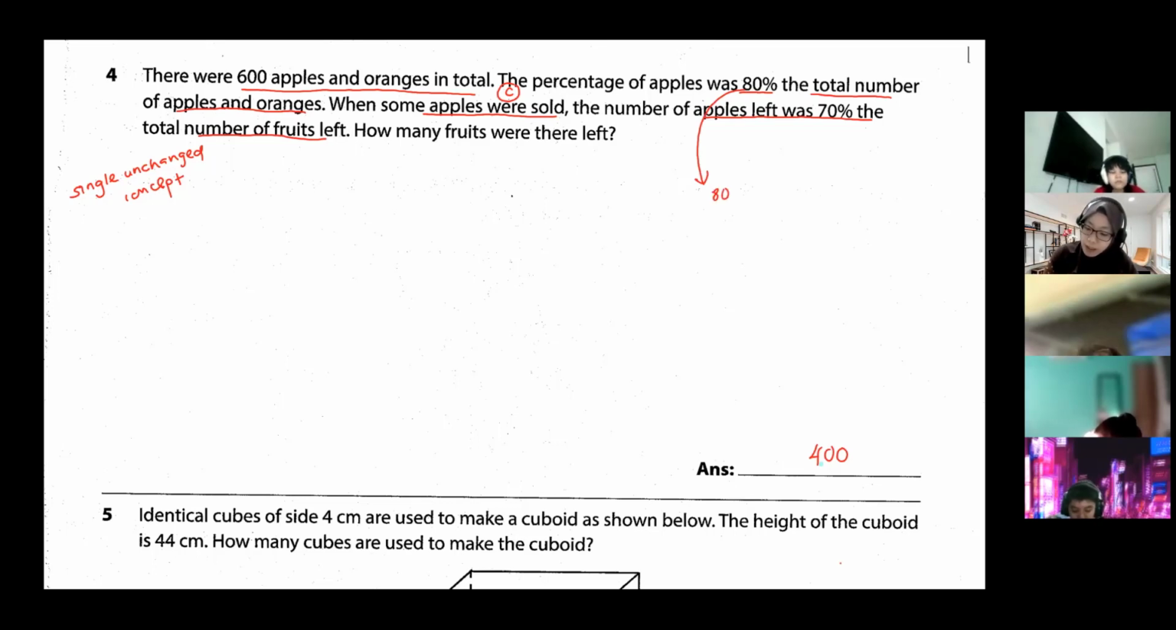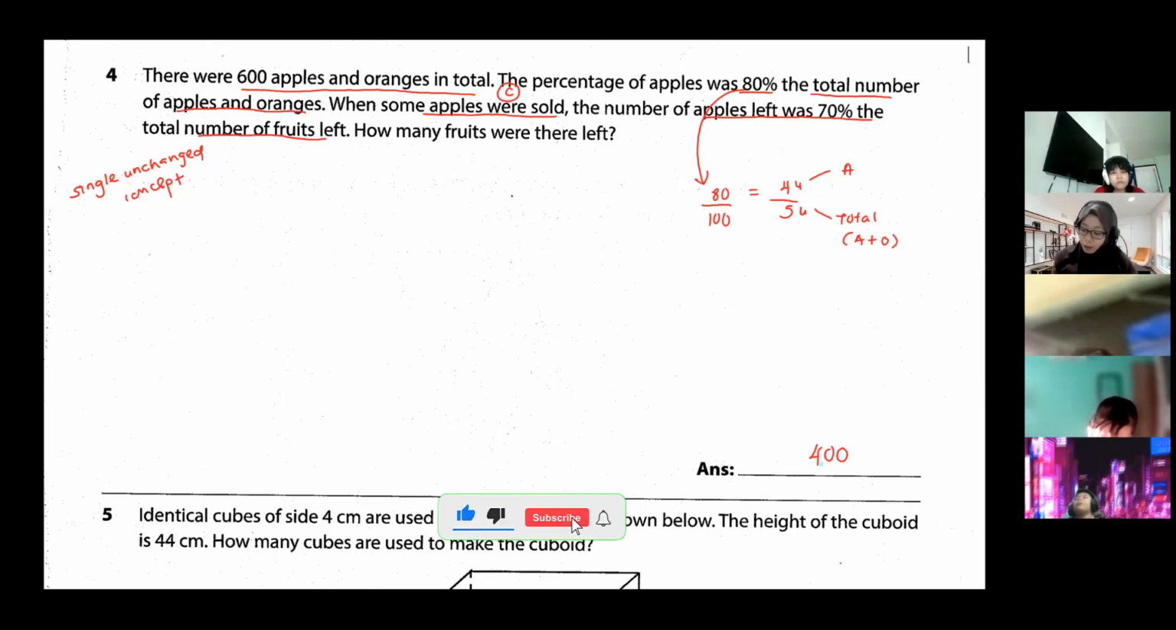So 80% is 80 over 100. You can just use your calculator, press, and you're going to get 4 over 5. This is 4 units, this is 5 units. 4 units of what? 4 units of apples. 5 units of what? Of the total. Total means apples plus oranges.